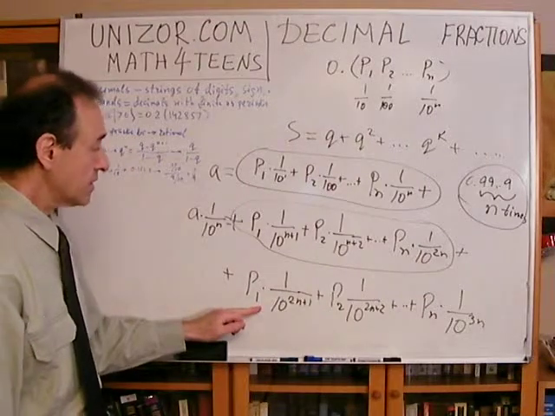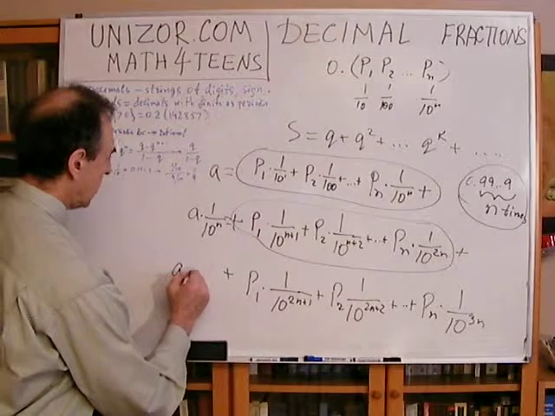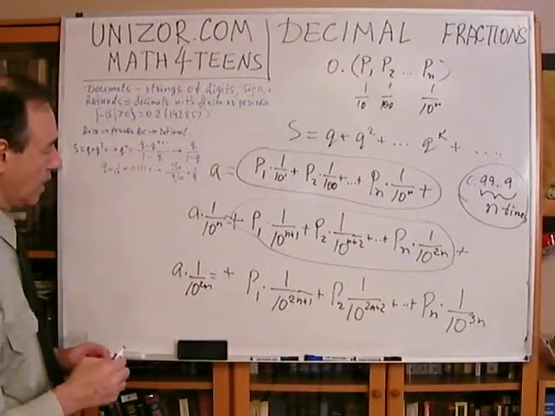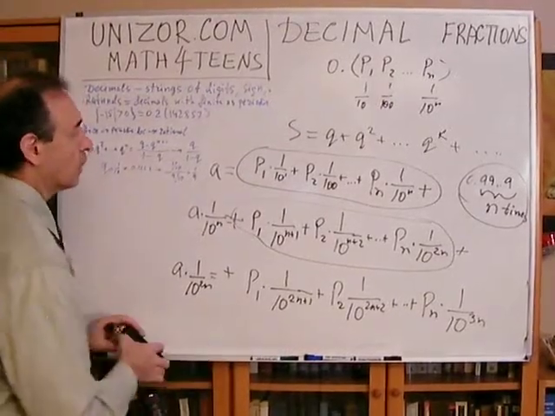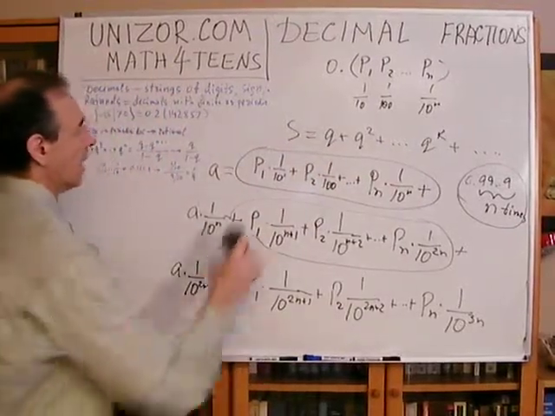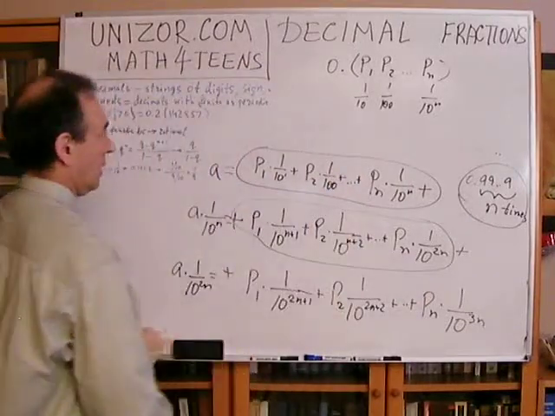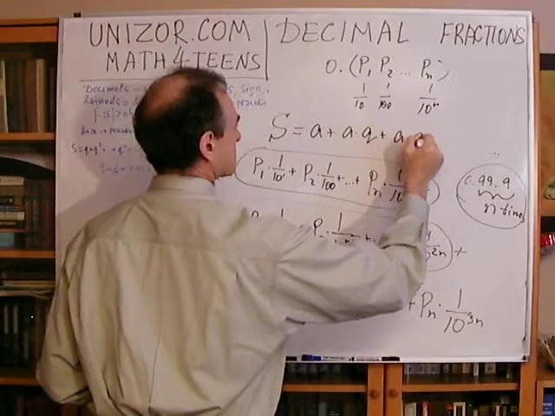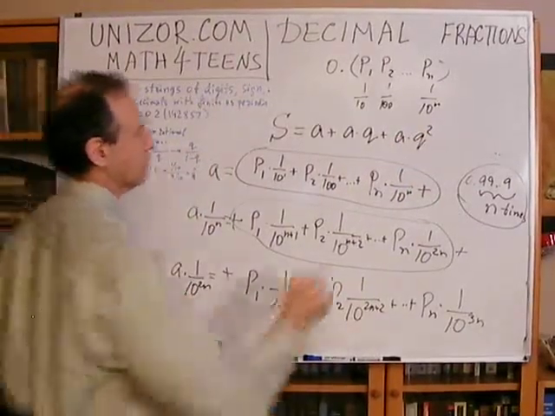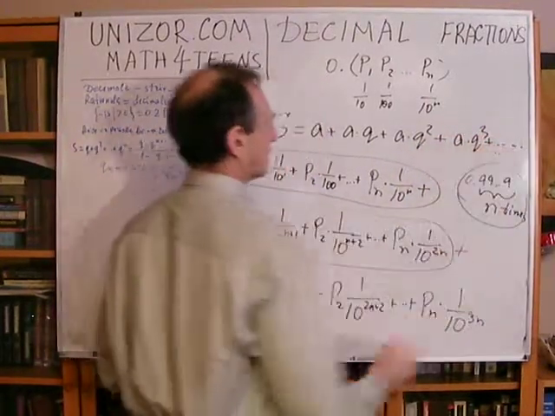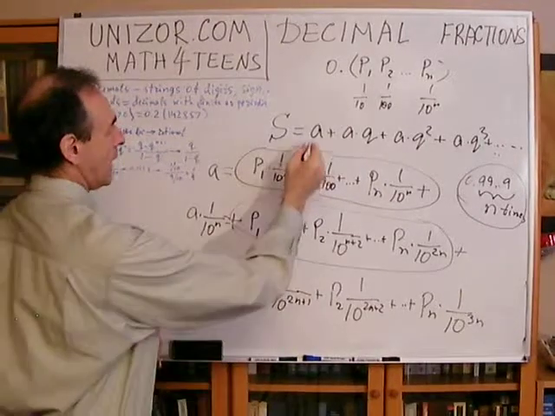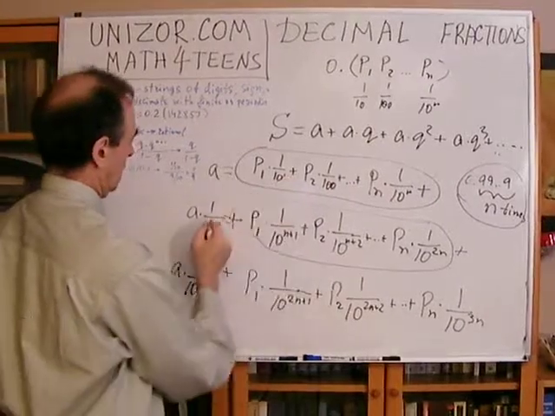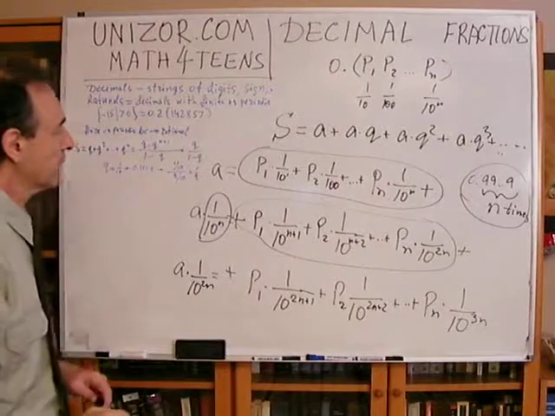How about this one? Same thing. We multiply again by 1 over 10 to the nth degree. So it's a times 1 over 10 to the 2n. That's what this member is. Etc. up to infinity. So, if I want to represent it in this particular way, I will represent it as the following. S is equal to a plus a times q plus a times q squared, because that's what 10 to the 2n degree is, plus a times q cubed, up to infinity, where a is this expression, finite, mind you, and q is 1 over 10 to the nth degree.